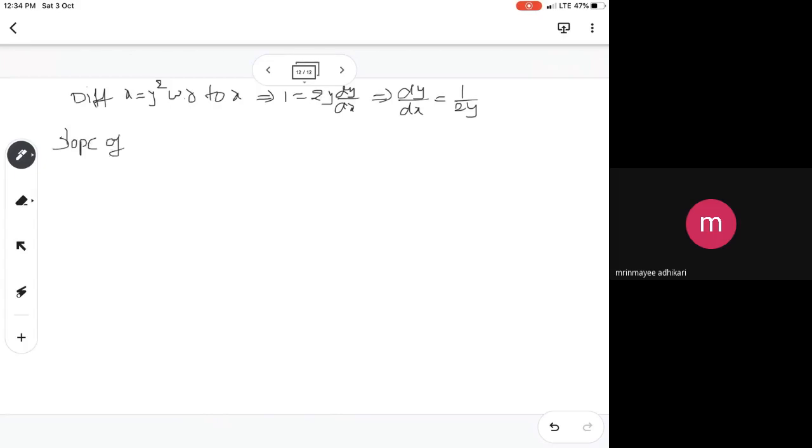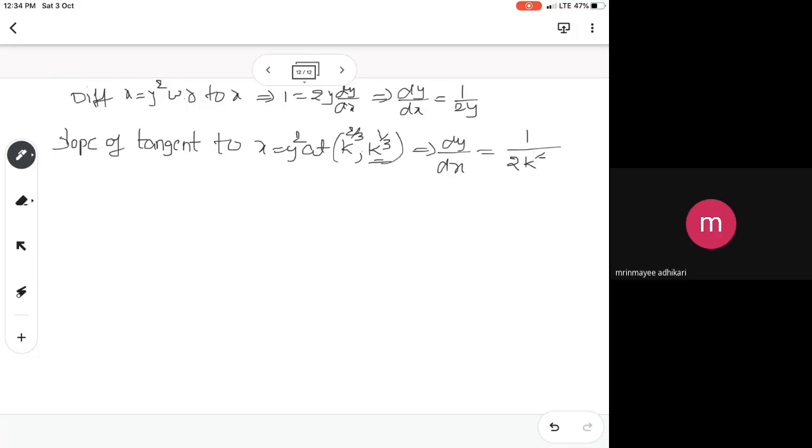So at the particular point, the slope of the tangent to x equals y square at (k power 2 by 3, k power 1 by 3) is nothing but this dy by dx at that particular point. So 1 by 2y is given; 1 by 2 into y, where y is k power 1 by 3, substitute. This is the slope of the tangent to this curve.